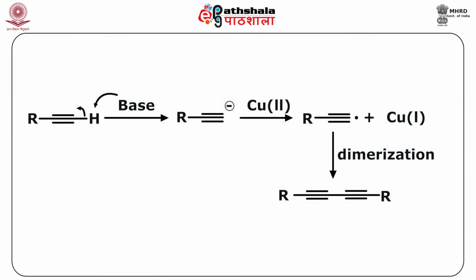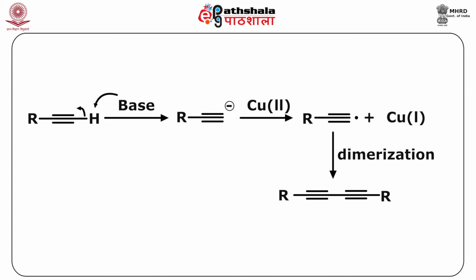The probable route of the reaction is via 1 electron oxidation of the acetylide anion by copper 2 ion. This is followed by dimerization of the resulting acetylide radical. As can be seen, the base abstracts a proton forming an anion, which in the presence of the copper 2 oxidized complex leads to the formation of an acetylide radical, which undergoes dimerization with another such molecule, forming a dimer product.